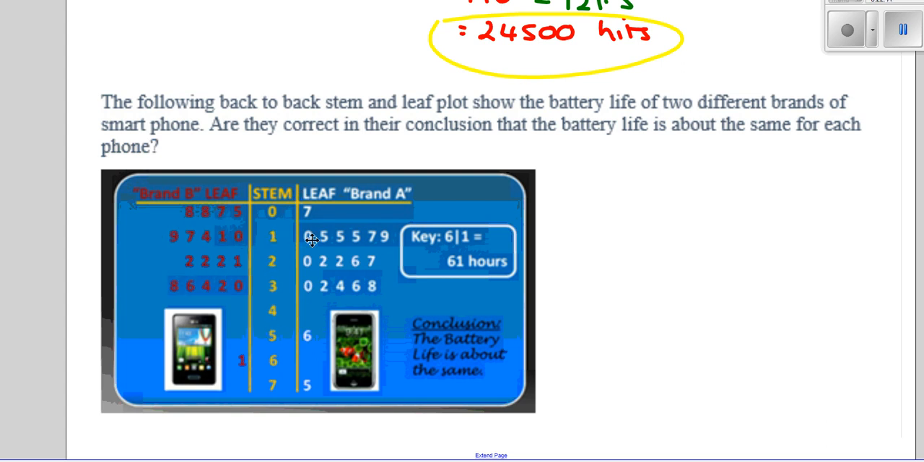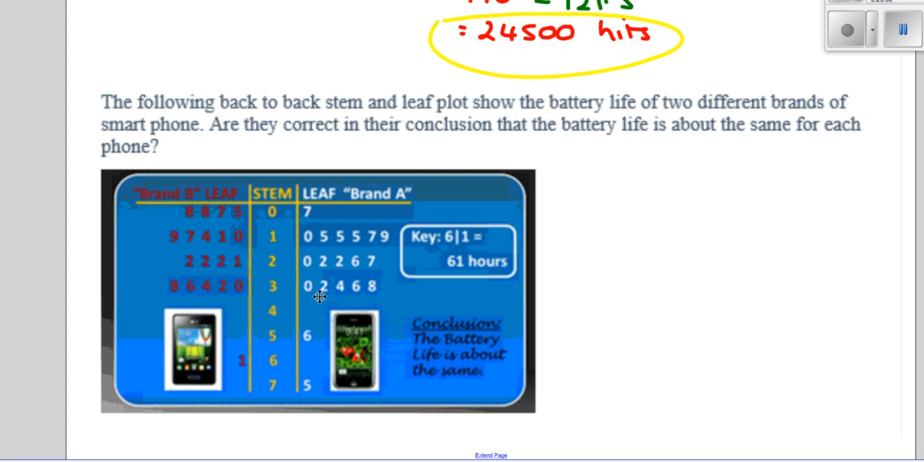Which is pretty normal here, and you still need to have a key. You just need to make sure it's clear which part, for example, this would be new drug, this could be old drug. The following, what would I say, back to back. Oh, it was about the battery life of 2 different brands of smartphone. Are they correct in their conclusion that battery life is about the same for each phone?